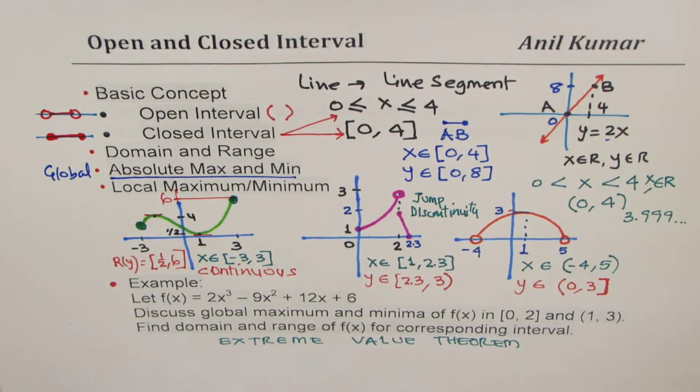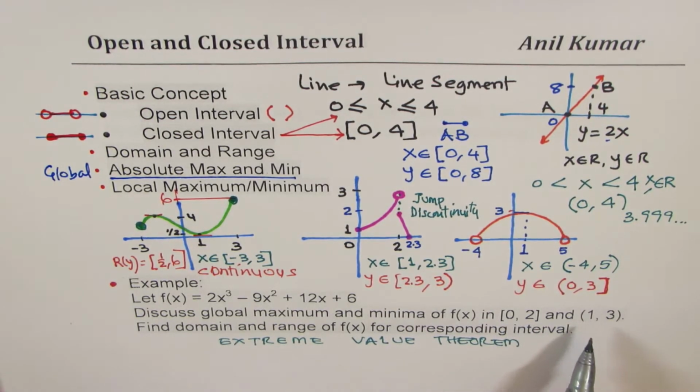Now, from the notes of my subscriber, I've taken this example. The example is, let f of x be equal to 2x cubed minus 9x squared plus 12x plus 6. Discuss global maximum and minimum of f of x in closed interval 0 to 2 and open interval 1 to 3. Find domain and range of f of x for corresponding intervals separately.